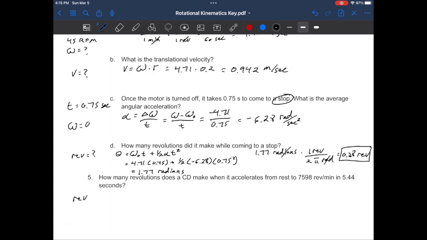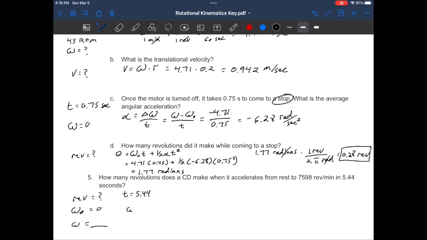Number 5, how many revolutions does a CD make when accelerating from rest? So we know that the initial angular velocity, omega naught, is 0, to 7598 revolutions per minute in 5.44 seconds. So they've given us a time, 5.44 seconds, but in order to get the omega that they're giving us, we've got to convert the revolutions per minute. So we're listing out all our knowns. It's so much easier when we have our knowns listed out, our given. Don't forget your GUESS method: given, unknown, equation, substitute, solve, all of that.